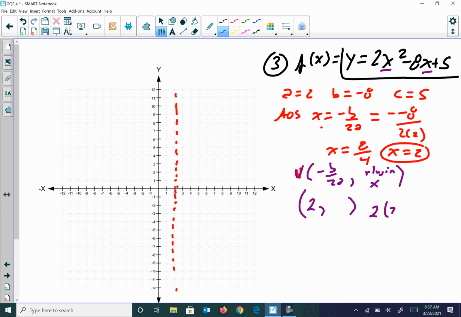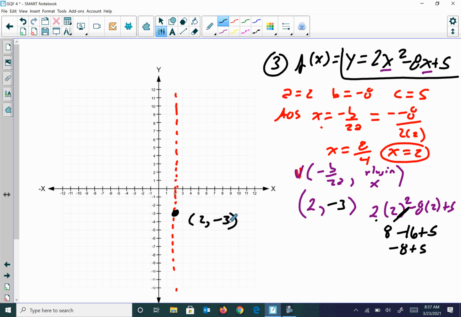So I get 2, and then 2 squared minus 8 times 2 plus 5. Order of operations would say, hey, 2 squared is 4. 4 times the outside 2 is 8. 8 subtract 16 plus 5. Agree? 8 subtract 16, negative 8 plus 5. Good, negative 3. So 2, negative 3. It's right here. I should list my point. It's really good math practice to list points you can guarantee. Okay?